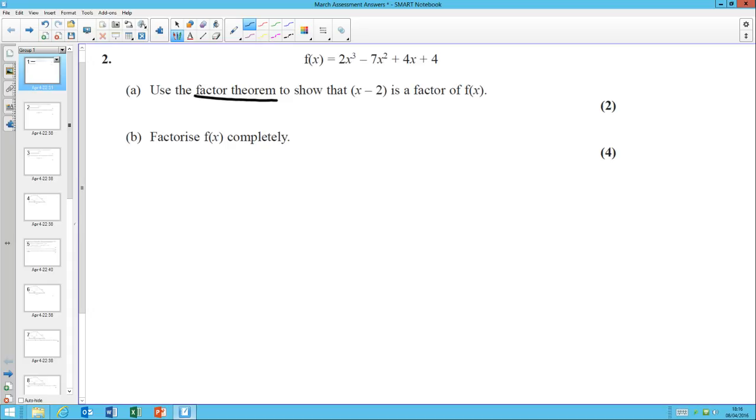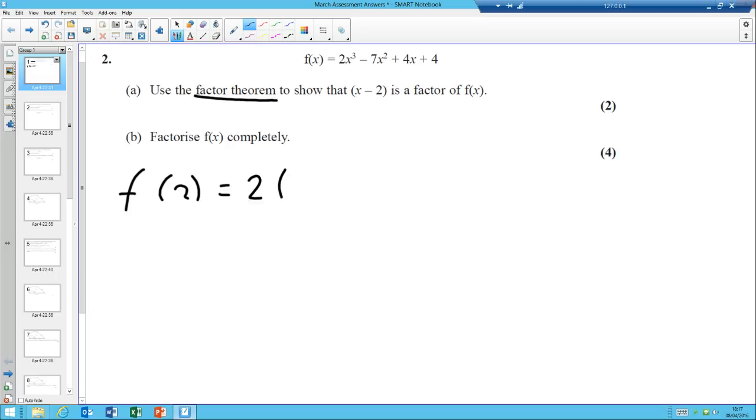So to use the factor theorem, look at the factor there, x minus 2, that you're trying to prove is a factor of f of x. Now if that bracket was to equal 0, then x would have to be 2. So what we're going to do is substitute in f of 2. That just means when x is 2, what does that function equal? So to do that, I'm just going to sub it in.